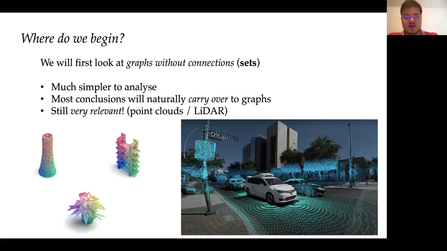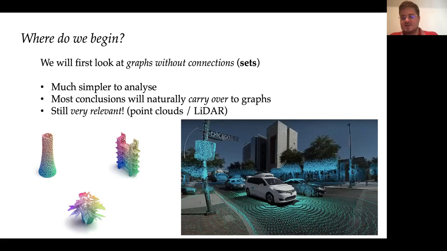There's a few reasons why we're going to start with sets. The first one is it's a simpler domain, so it's going to be much easier to analyze the geometric architectures that arise. Many of the conclusions that we get from sets will naturally carry over to graphs. We just have to incorporate the edges somehow, but most of the math will end up very similar. And even if you restrict yourself completely to processing data on sets, this is still a super relevant area because the modality of data that comes from point clouds or LiDAR sensors is naturally represented in the form of a set.